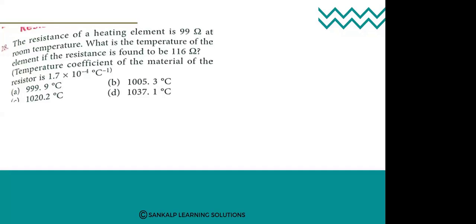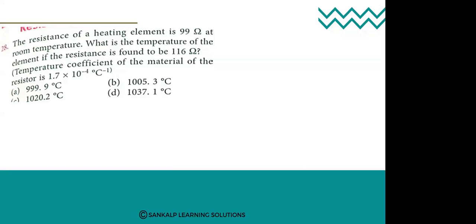Next question. This is based on the temperature coefficient of resistivity concept. The resistance of a heating element is 99 ohm at room temperature. So this is the R naught value, the resistance at room temperature, given as 99 ohm. What is the temperature of the element if the resistance is found to be 116 ohm and the temperature coefficient of the material is 1.7 into 10 to the power of -4 per degree Celsius? You need to calculate the temperature at which the resistance becomes 116 ohm.